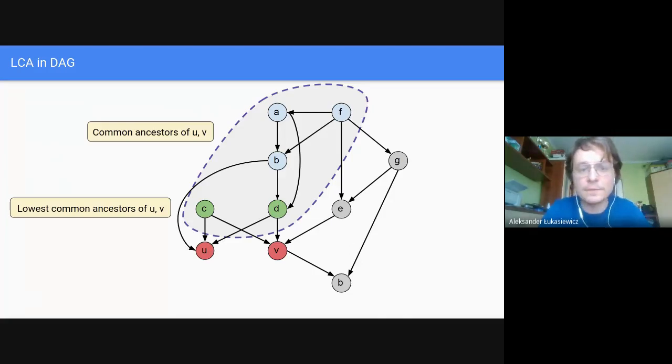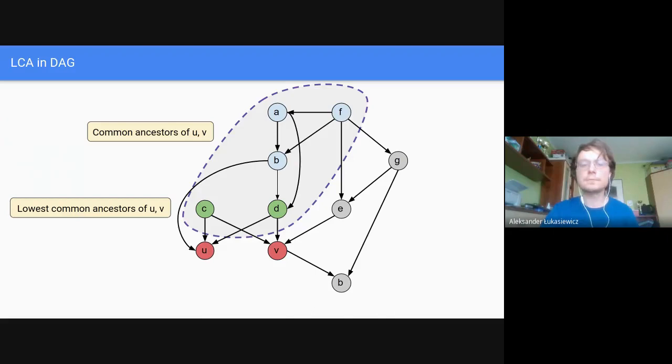That's one thing, and also there might be no common ancestor at all, and therefore, no lowest common ancestor, obviously. For example, let's say for vertices E and C, there are no common ancestors at all.